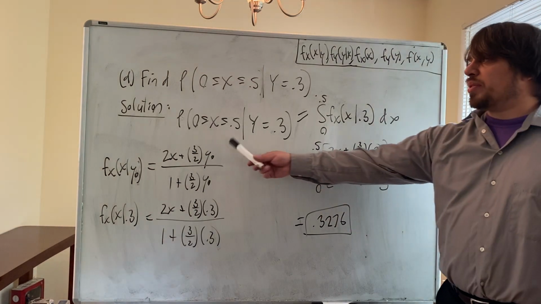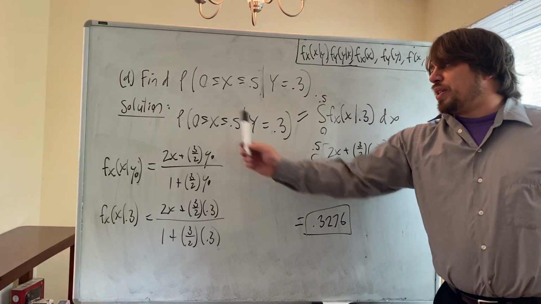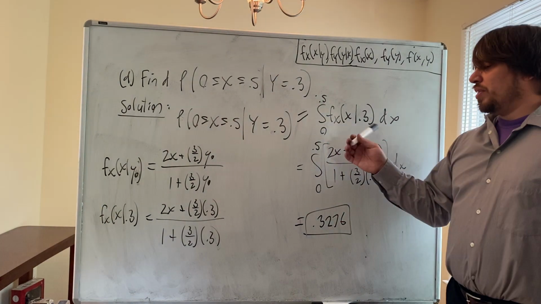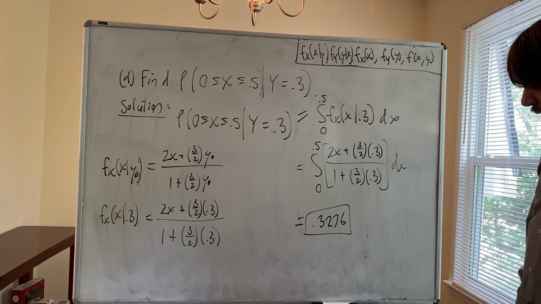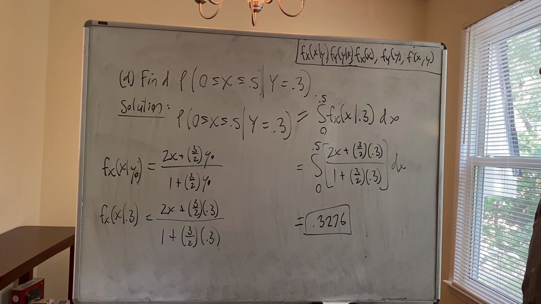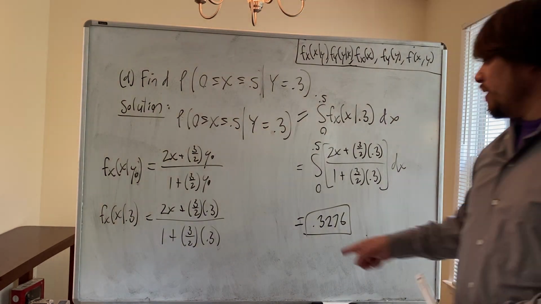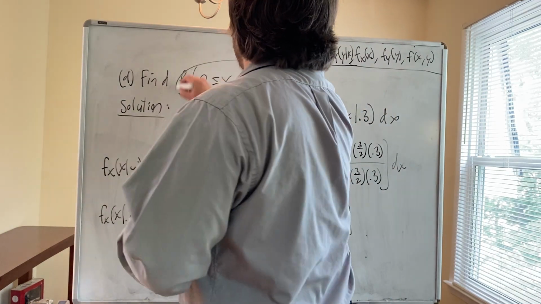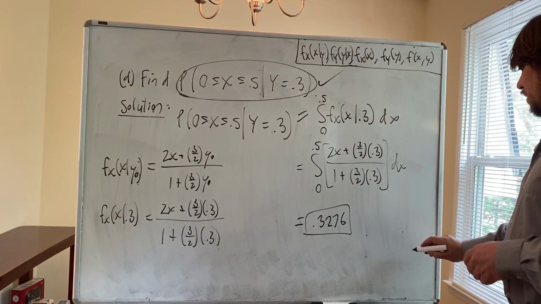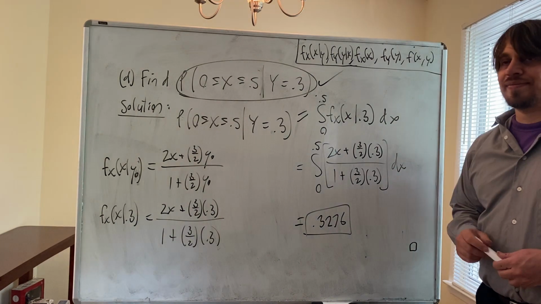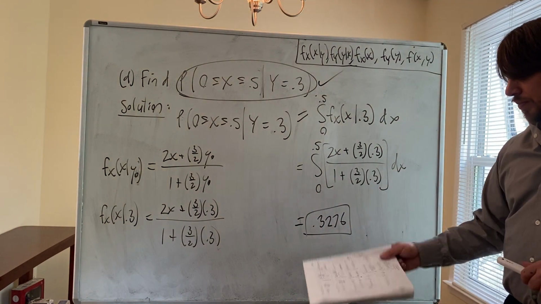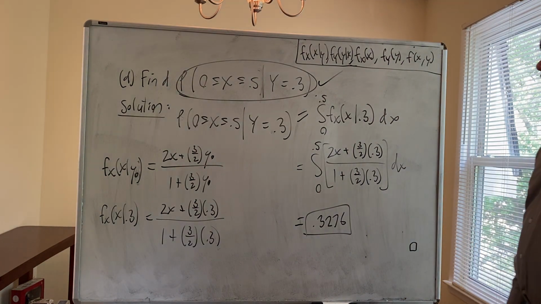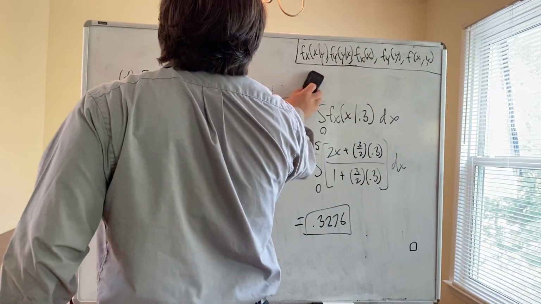So when you have a conditional probability where the first variable here is a range of values, you want to integrate this function. Okay, so that's D. Okay, so we found that probability. So we did that. We're done with part D. Okay, so let's continue to part E. We're done with part D, and now we're going to do part E.